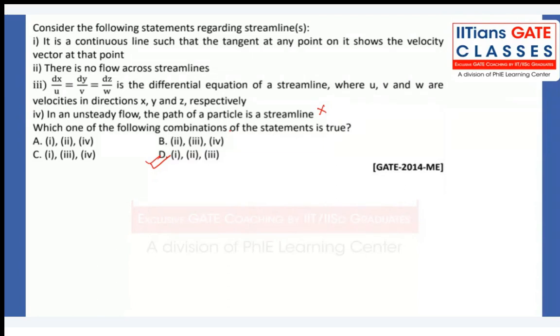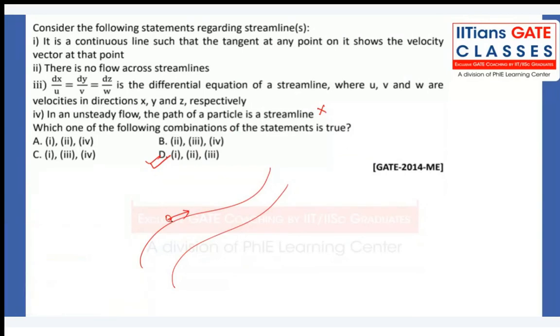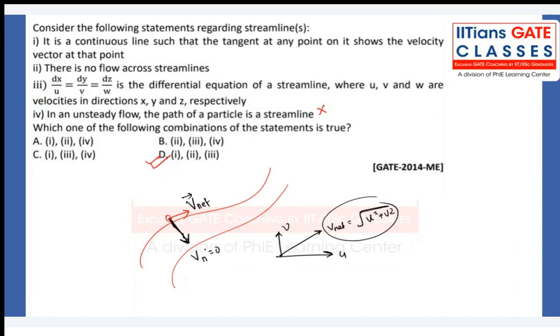There is no flow across the streamline. Suppose two streamlines are there, and particle one is here, which is traveling. This particle cannot flow across the streamline like this, because the net velocity is along the tangent direction. Some particles have u, some particles have v, and the net velocity is like this. So they cannot travel perpendicular, as the normal component of velocity is zero.